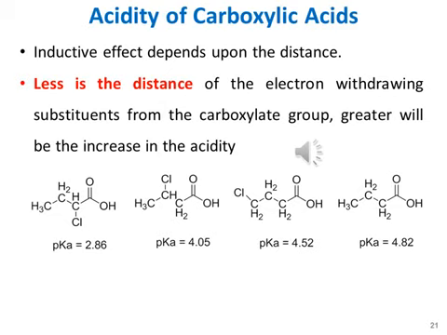Here you may see that as the distance of the electron withdrawing substituent, that is the chloro substituent, increases from the carboxylate or carbonyl position, the acidity also decreases. You may see that the pKa value of butanoic acid is 4.82, whereas that of 2-chlorobutanoic acid is 2.86.